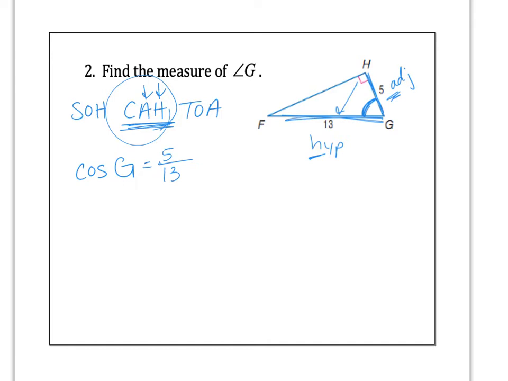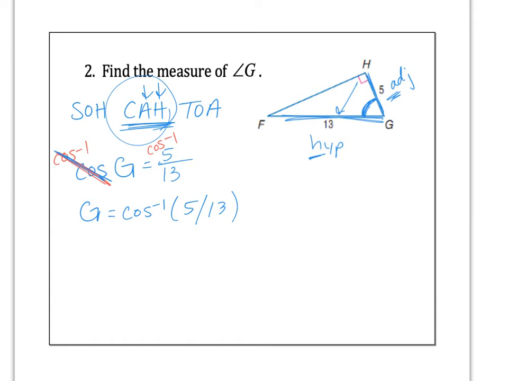To get G by itself, we have to get rid of the word cosine. And to get rid of the word cosine, you have to do the inverse cosine. It's like the opposite of cosine. And when you do the inverse of cosine, it'll cancel out. Be sure to do it to both sides of your equation. So then what happens is I have G, because these canceled out, equals inverse cosine 5 divided by 13.